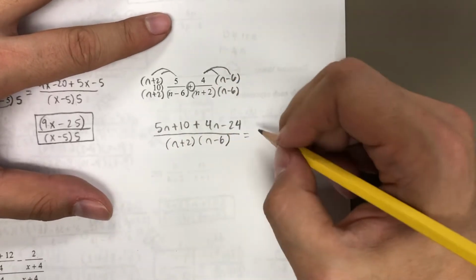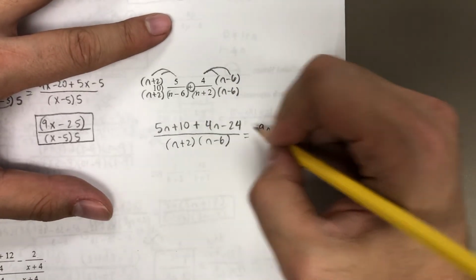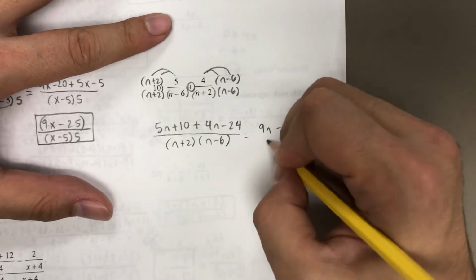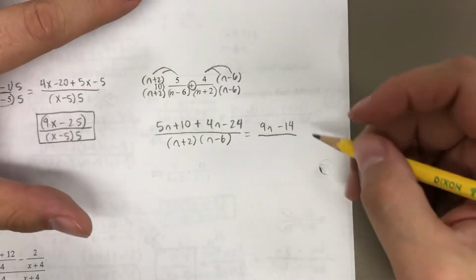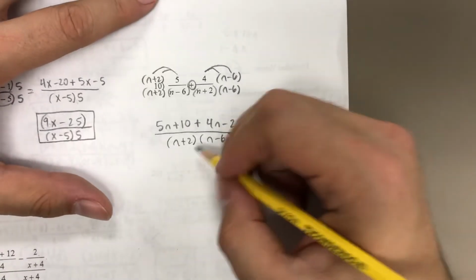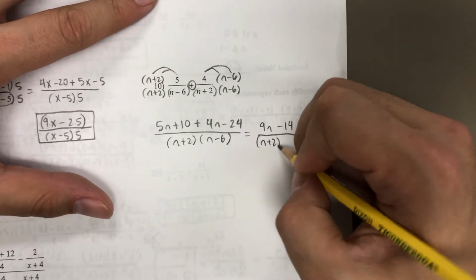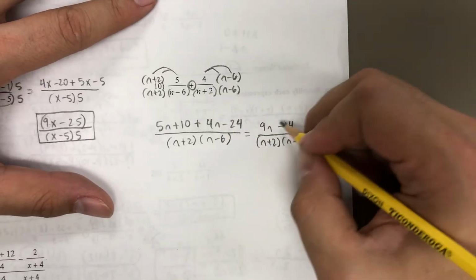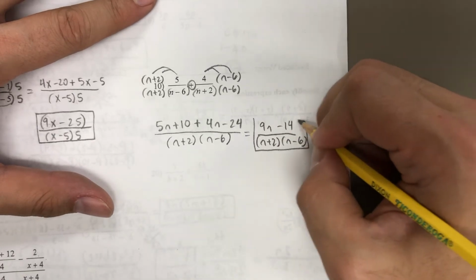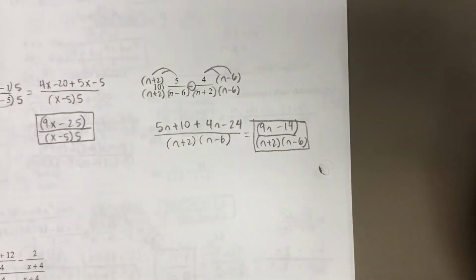Now 5n plus 4n is 9n. 10 minus 24 is negative 14. Again, two relatively prime values, so we can't do anything with it. And then in the bottom, n plus 2, n minus 6. And since we can't factor the top, this is our simplified expression. That's as good as it gets.